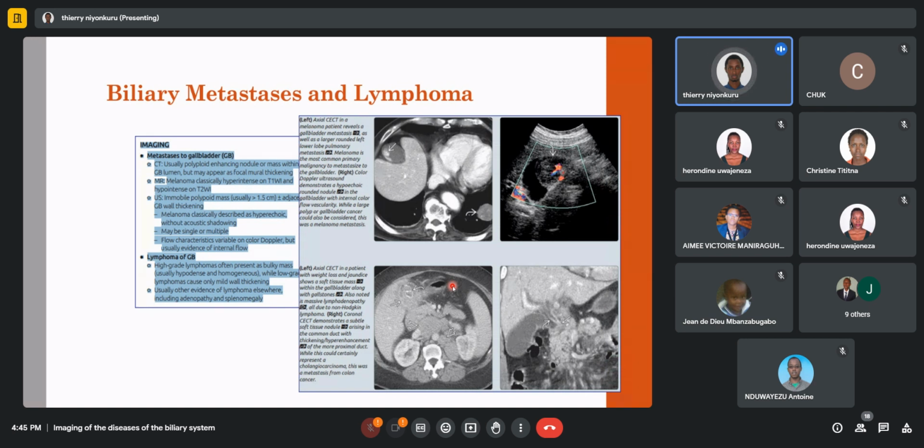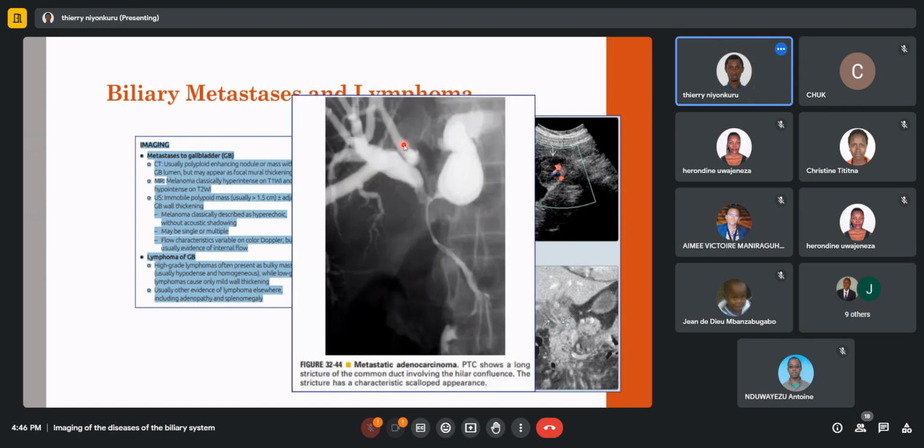For the metastasis, in this patient, he had melanoma and he has this metastasis in the gallbladder. So in a patient with melanoma, if you have a gallbladder lesion, you should suspect that it may not be a primary gallbladder mass, it may be a metastasis from the melanoma. This is metastatic adenocarcinoma, where we can see a stricture along the common bile duct. You can see there is a severe narrowing at the level of the confluence with dilatation of the upstream tripartite duct and gallbladder distension.